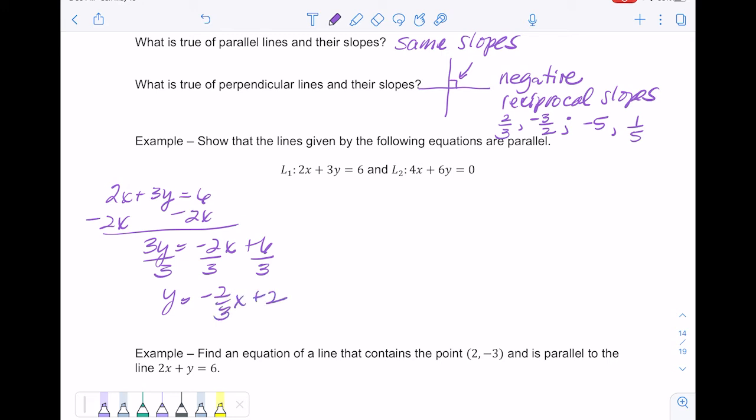Okay, and then you're going to pick out your slope. Your slope here is -2/3, and that's for line 1. For line 2, if they are to be parallel, their slope should be the same. So I'm looking to see if I get a slope of -2/3 for this line as well.